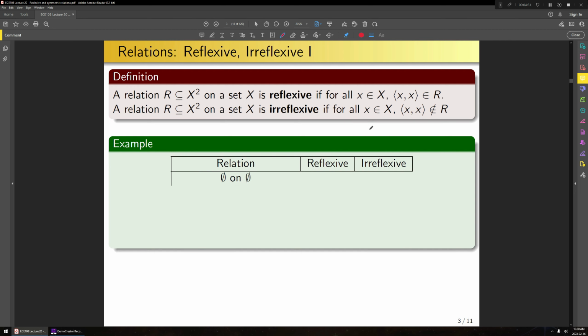Okay, so let's just look at some examples. So we can always talk about the null relation, right?